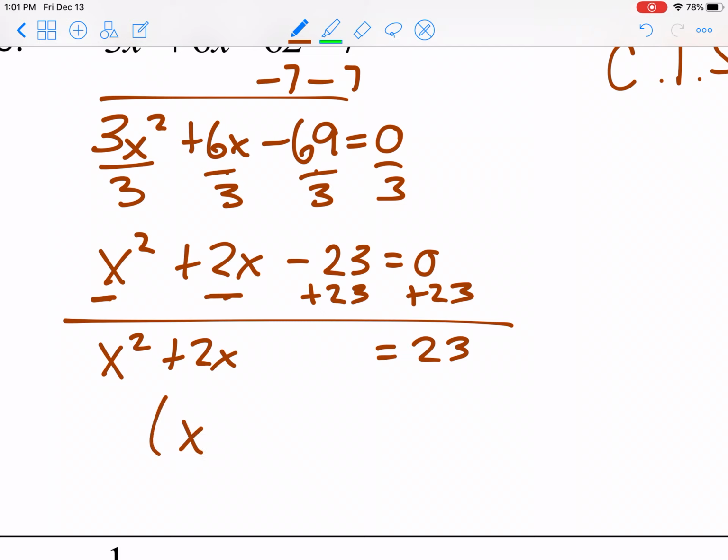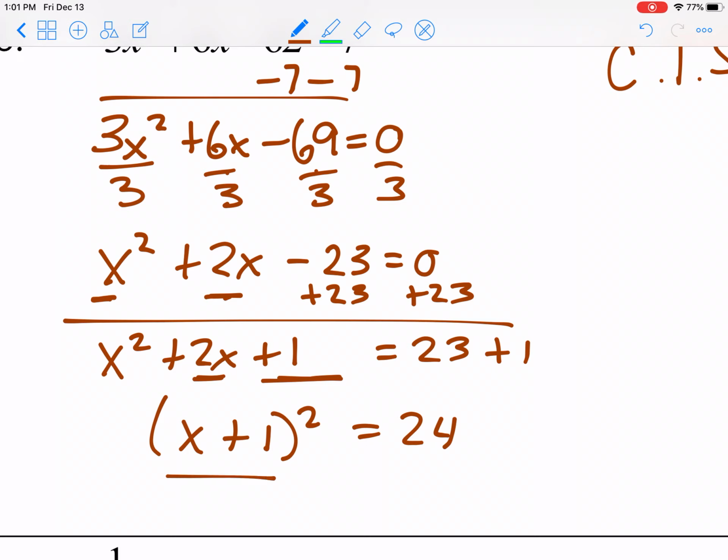Okay, for my perfect square, I'm thinking of taking that and dividing by 2, which is 1. For the number I add in here, I'm going to take the square of that, which is 1, and add it to both sides. Now I've got quantity squared equals number, so I can take the square root.